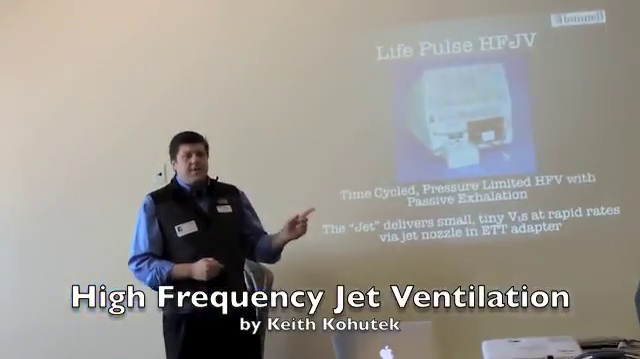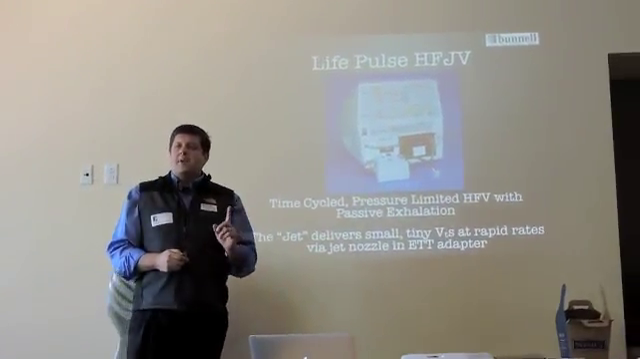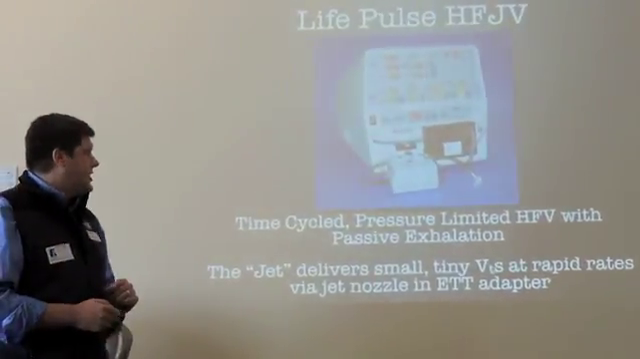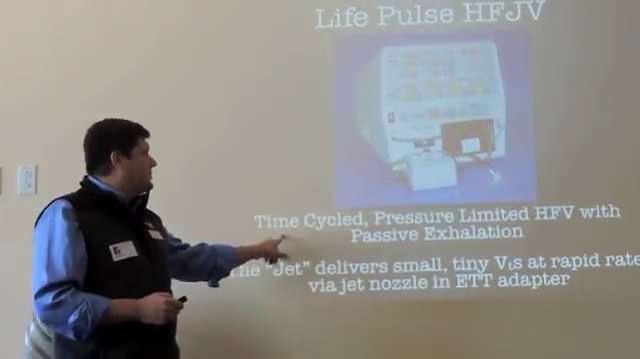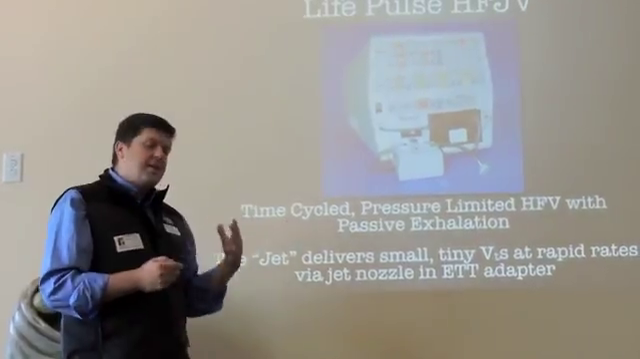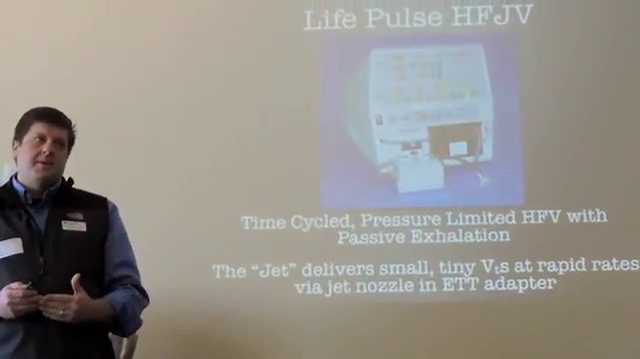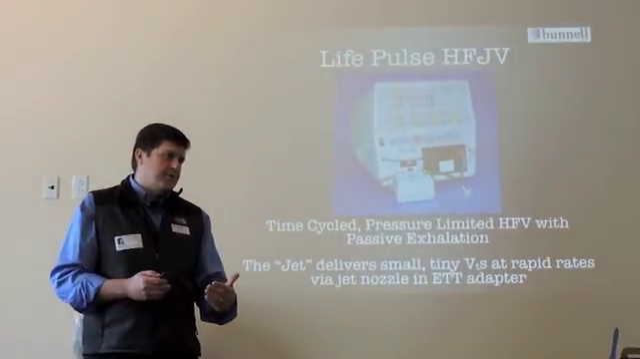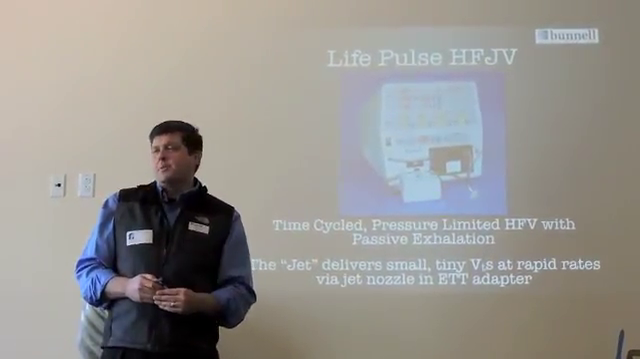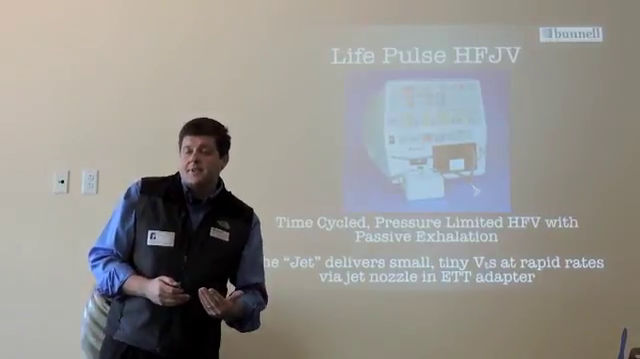So one of the things that makes the jet a little bit different from an oscillator, and we'll talk more about this in just a second, is that it's a time-cycled machine, and you have a set fixed inspiratory time. And when you have a set fixed inspiratory time, that means you can get different I:E ratios. Depending on the disease process that we're treating, this is going to make a lot of sense.